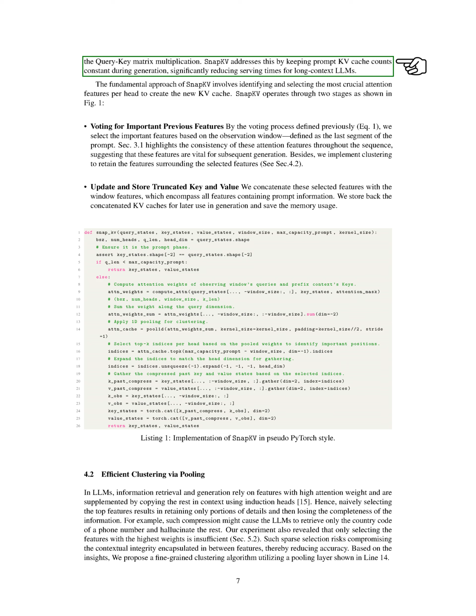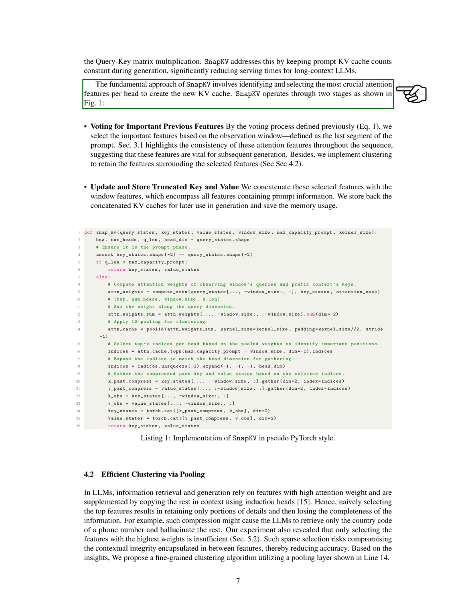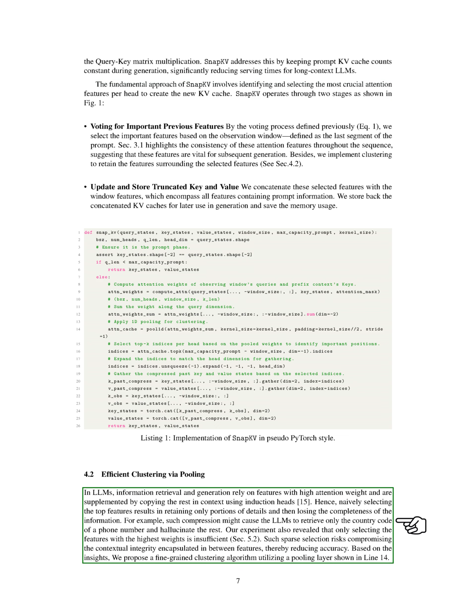To address the issue of exponential time complexity in long-context LLMs, we introduced SnapKV, which maintains constant prompt KV cache counts during generation to reduce serving times. SnapKV selects crucial attention features per head and stores them in a new KV cache, ensuring efficient information retrieval and generation. We also proposed a fine-grained clustering algorithm to retain contextual integrity and improve accuracy in feature selection.